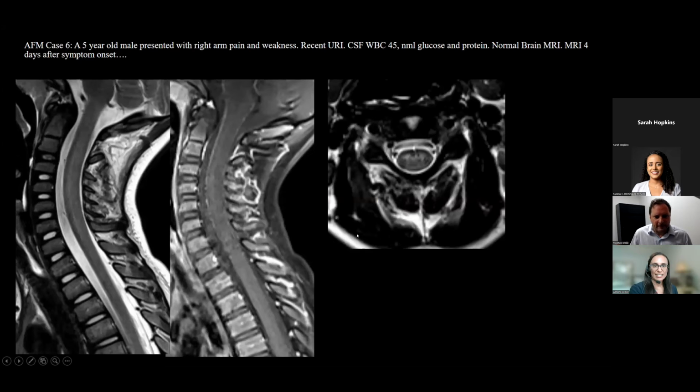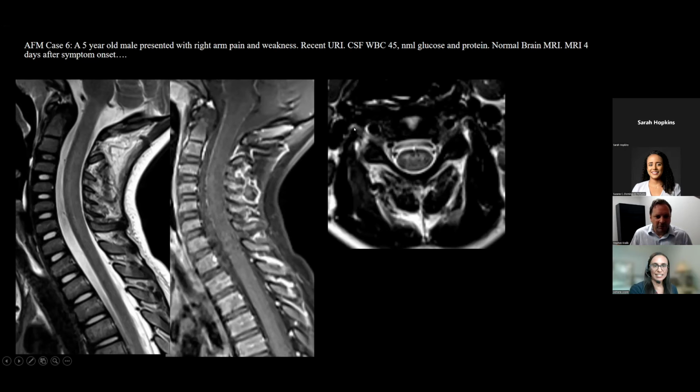Okay, I think one or two more cases to show you. This is a 5-year-old presenting with right arm pain and weakness, recent upper respiratory infection, CSF white count of 45, normal glucose and protein, and normal brain MRI. Here's the MRI at 4 days after onset. If I was just looking at this sagittal T2, I might almost want to call it normal, but what might catch my eye is this faint little, again, pencil-like T2 hyperintense signal through here. That's how very subtle this can be.